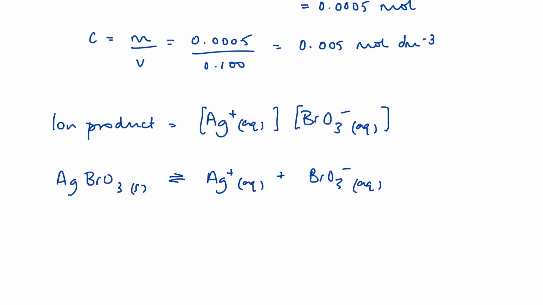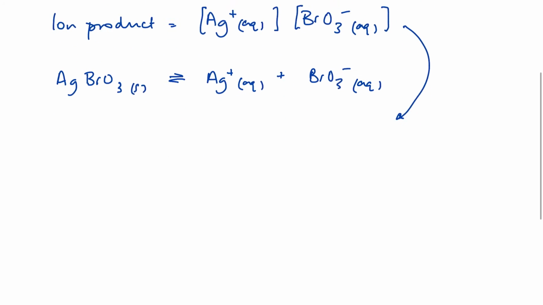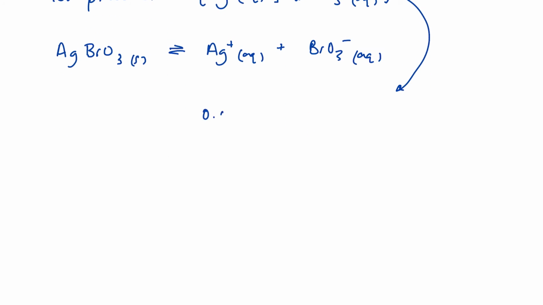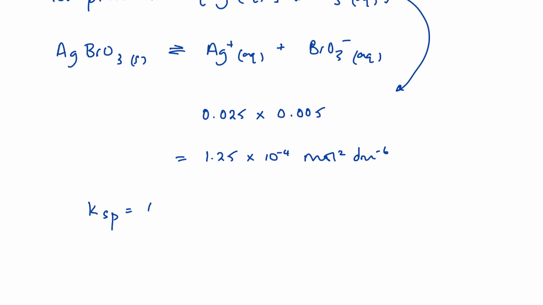Okay, now I can put my numbers in. Concentration of silver ions was 0.025 and the concentration of bromate ions was 0.005, and you multiply those two together, it comes to 1.25 times 10 to the minus 4 moles squared dm to the minus 6. Now if I can remind you, KSP was 6.0 times 10 to the minus 5. Okay, so I have a higher concentration of silver and bromate ions in my mixture than KSP. So we will see a precipitate when I mix these two particular solutions together.